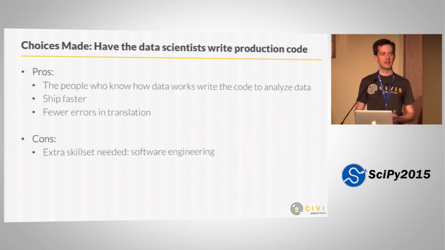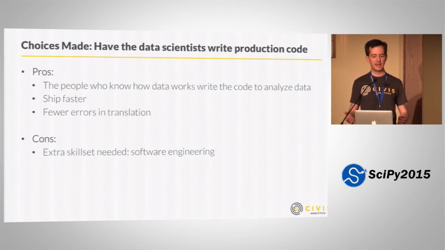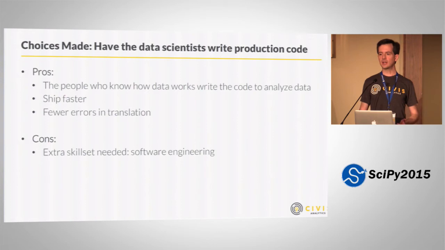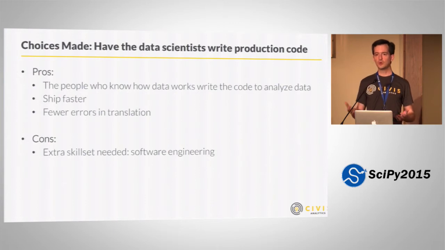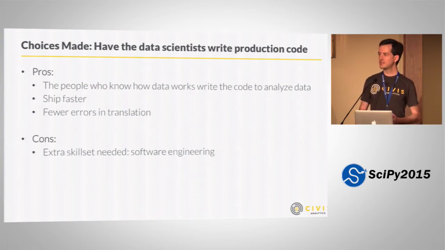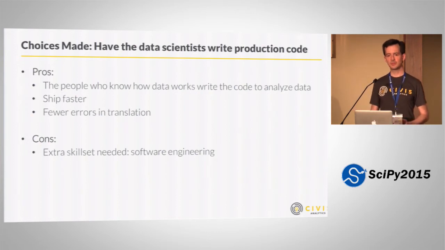Next of the choices made, and this is more of a global thing, but at CIVIS, the data scientists are writing production code. And I think overall this has been great for us. The people who know the machine learning models, the people who understand the data, are the people who are writing the code that our clients are running. So that predictive modeling has a lot of code that I have typed myself into the computer.